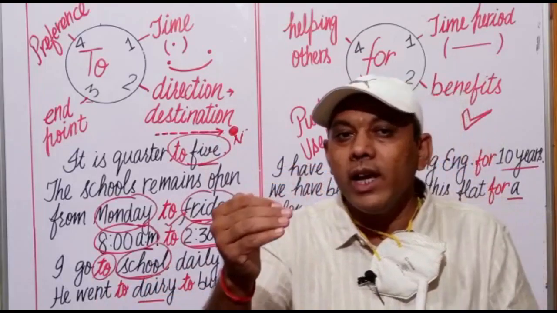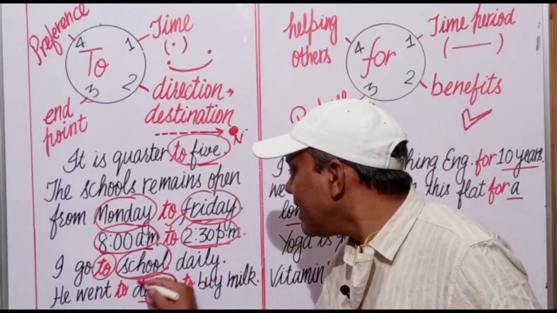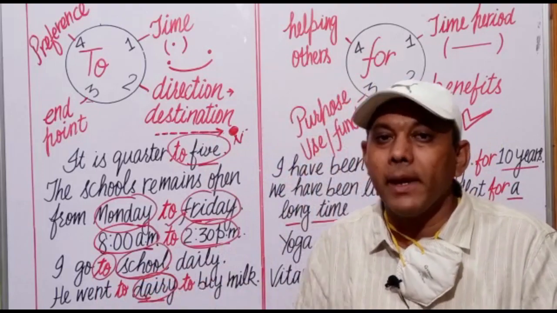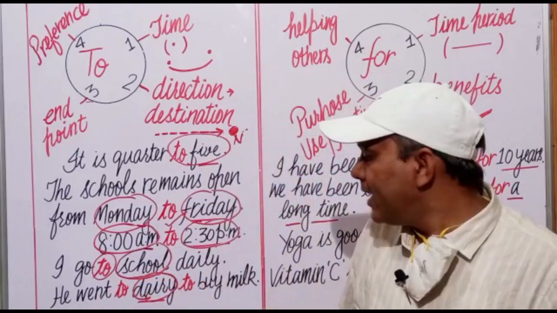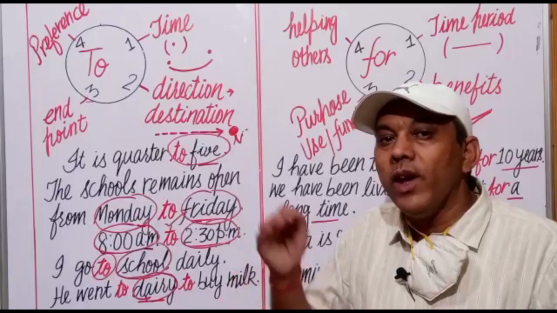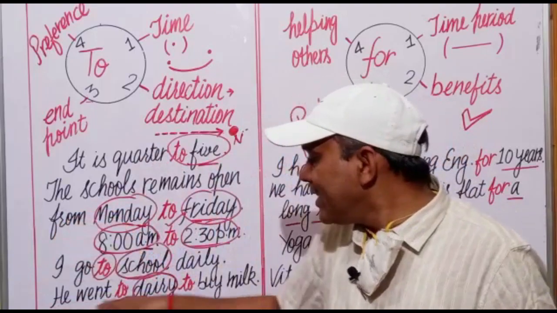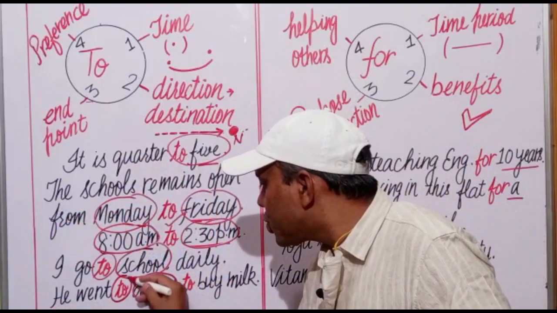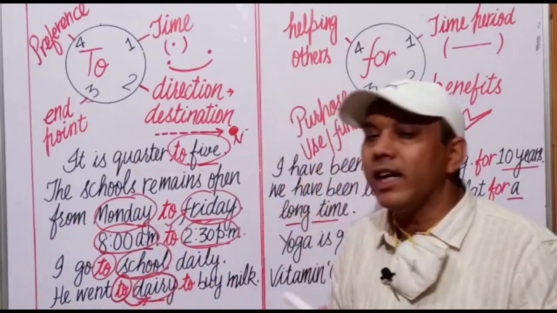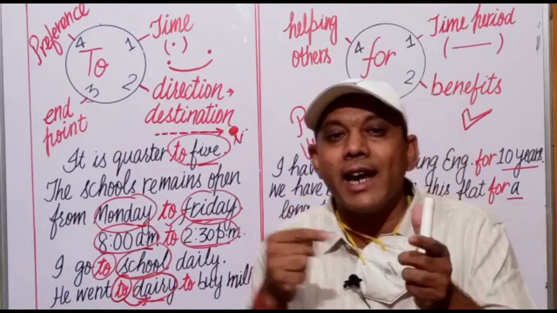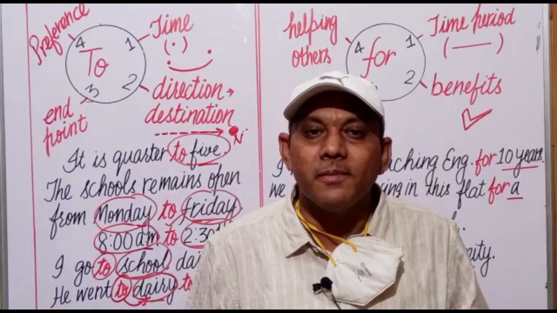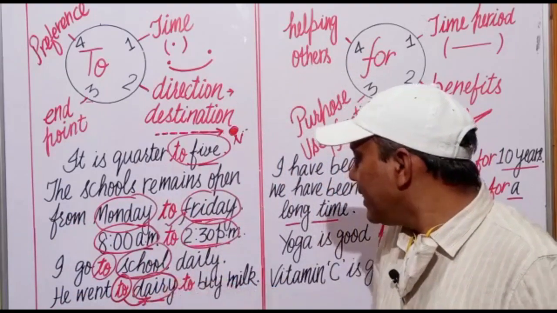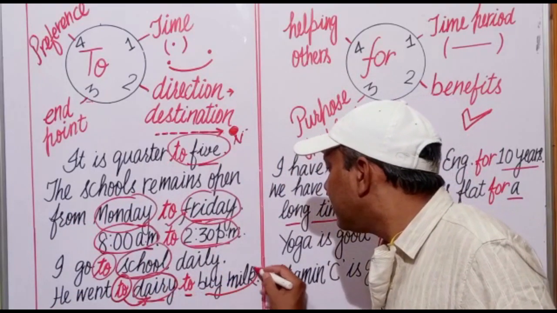Or one more example, he went to dairy. Dairy is again a specific place, means a destination. Where did he go? He went to dairy. We use to before this destination to show the direction towards dairy. He went to dairy to buy milk.